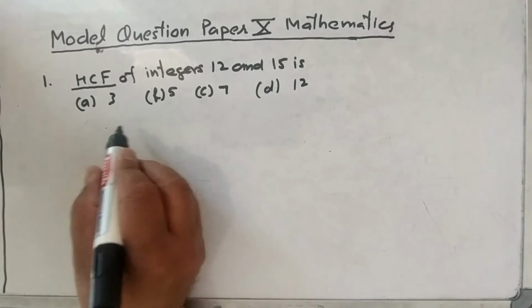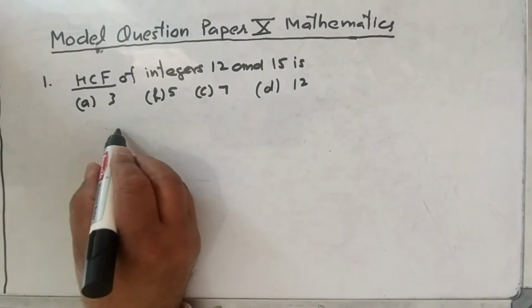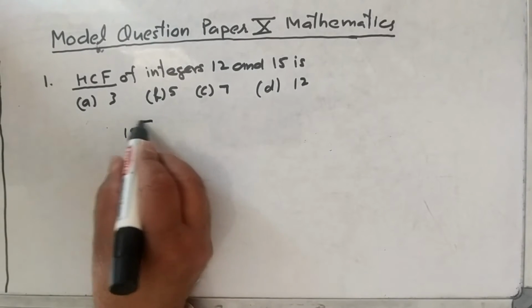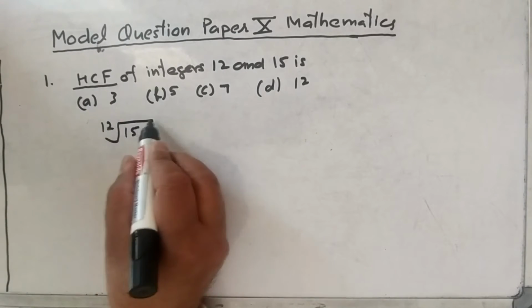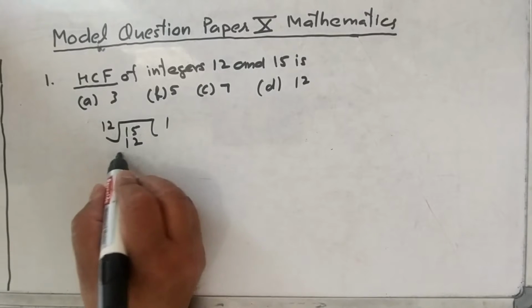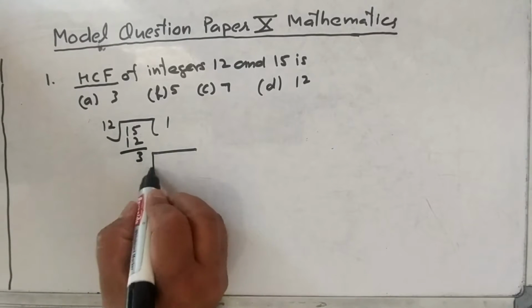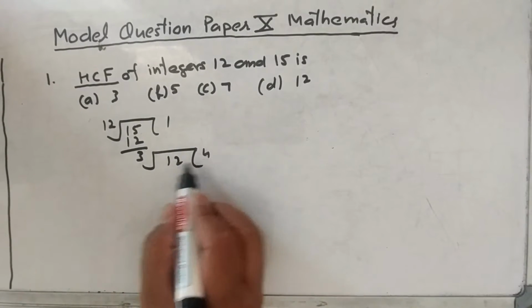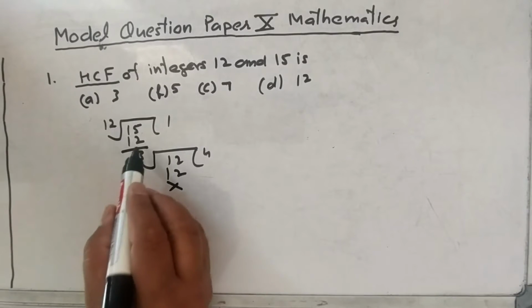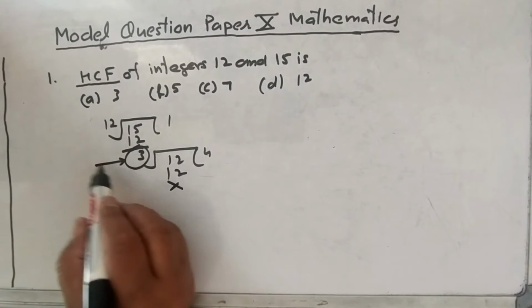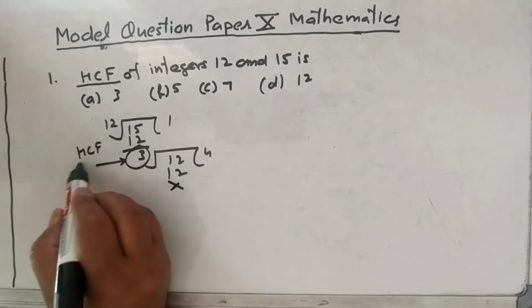See, we can do it by two methods. First method is you take 15, divide it by 12. So 12 ones are 12, you get 3. You put 12 here, 3 fours are 12. So this is the answer. This is the HCF, children.